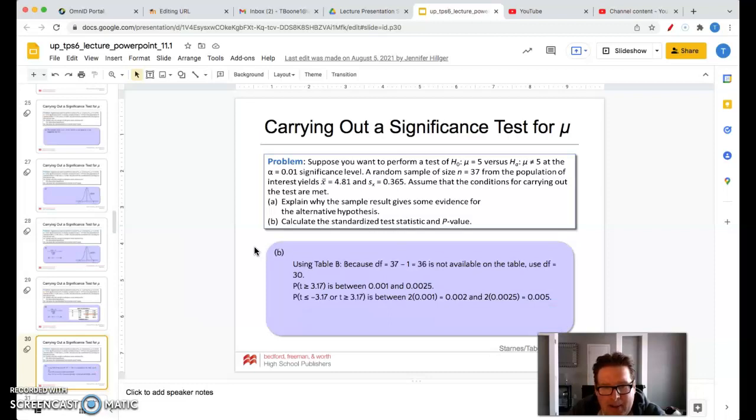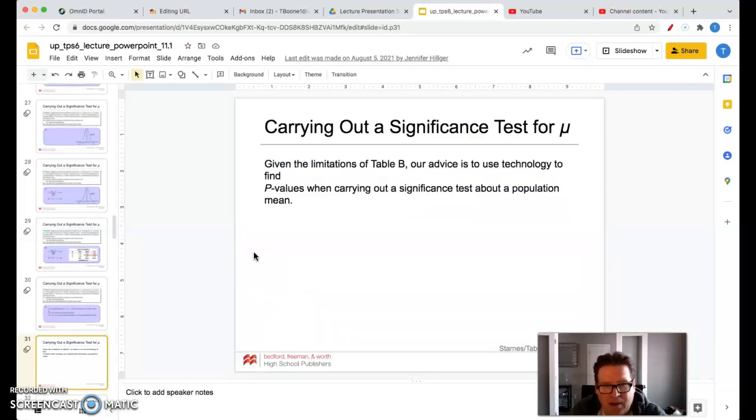All right, so again, we have to use the fact that we have two tails, so we have to double it, right? Because it's got two parts to it, so we got to double it. So we're actually going to say, we're in between 0.002 and 0.005. We got to multiply those by 2 because we're doing not equal to. So two-tailed is what we have there. All right. Now, again, you kind of see the limitations of using Table B.